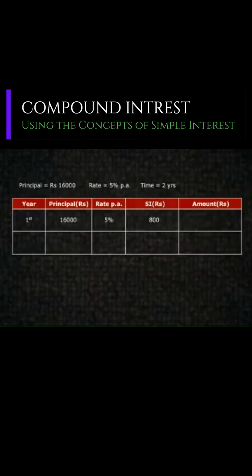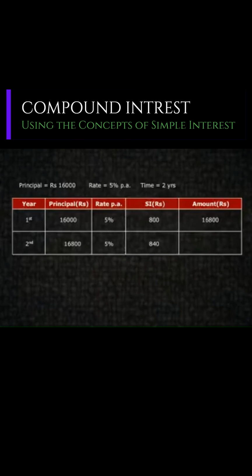Now in the case of compound interest, what happens is this interest gets added to the principal. So in this case, 800 gets added to 16,000 and you get 16,800. And this amount is taken as the principal for the second year. So now we move to the second year. Principal is 16,800. Rate of interest is 5%. So what is the interest for the second year? 16,800 into 5 by 100, which is 840.